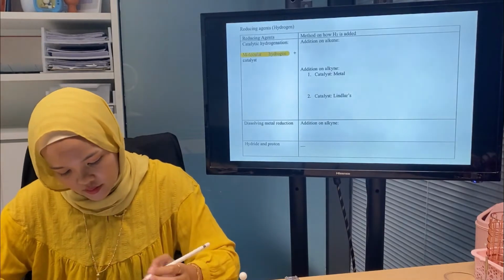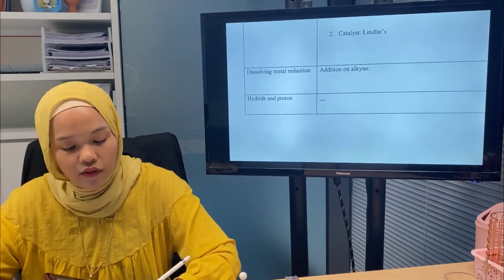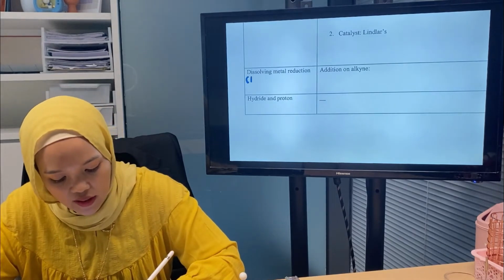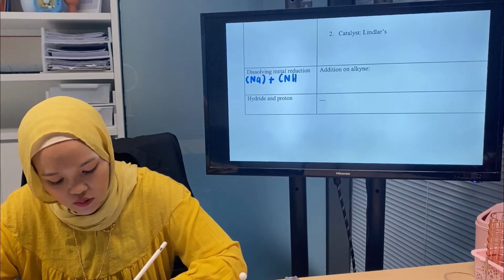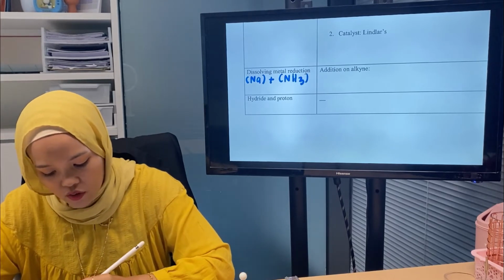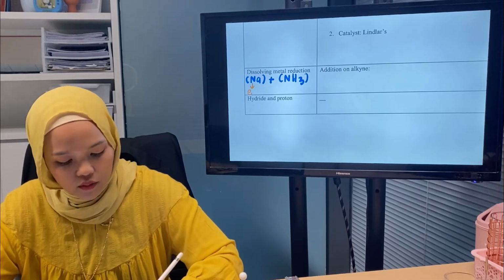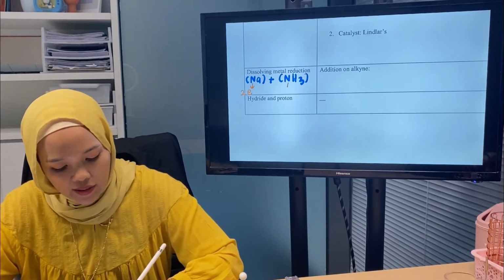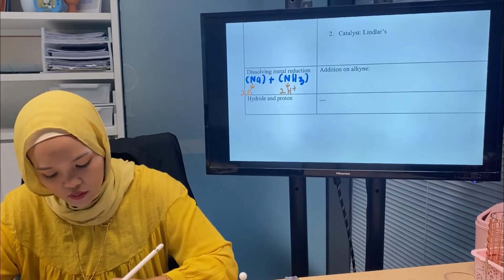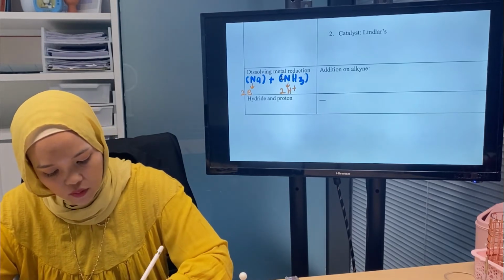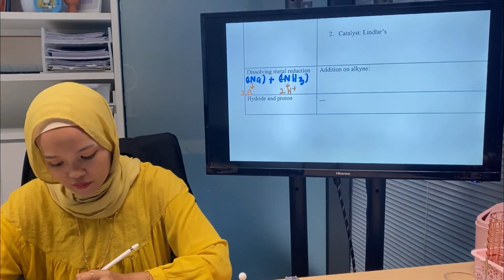Next, here is dissolving metal reduction. Dissolving metal reduction means you add sodium plus NH3. Why? Because this one will become the source of 2 electrons, and this one will become the source of 2 protons. So this one should be 2. You can put notes there if you want.